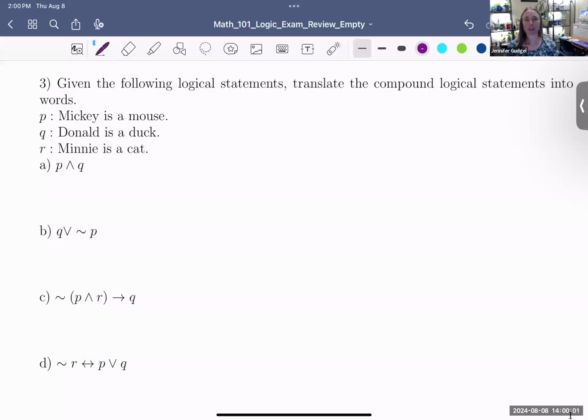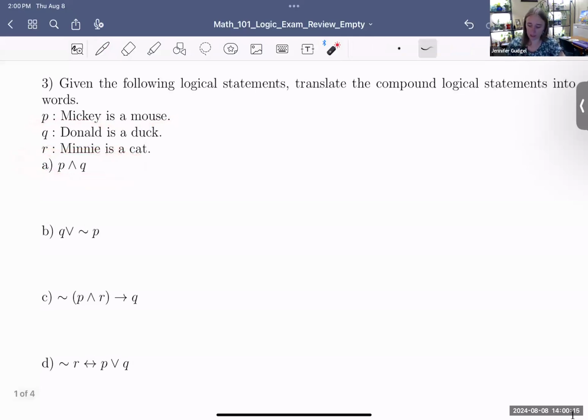Given the following logical statements, translate the compound logical statements into words. So we have P is Mickey is a mouse, Q, Donald is a duck, R, Minnie is a cat. And we're going to take these symbolic forms and write the sentences that correspond to them.